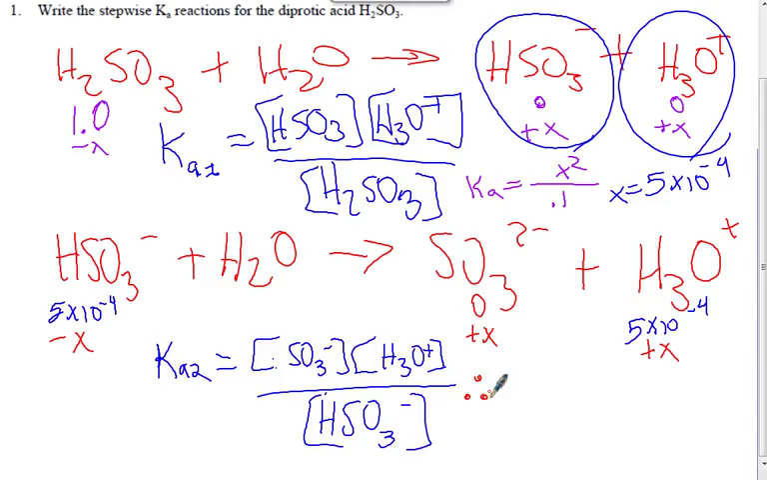So Ka2 equals the amount of SO3, which is x, times 5 times 10 to the minus 4th, plus a tiny amount of x we ignore, divided by 5 times 10 to the minus 4th, plus a tiny amount of x we ignore. What happens? We get some canceling because we have 5 over 5, right? And the x value equals the Ka2, whatever the Ka2 is.